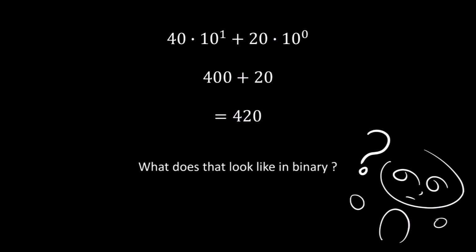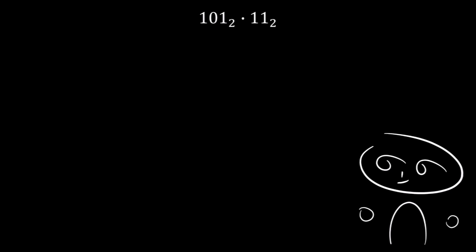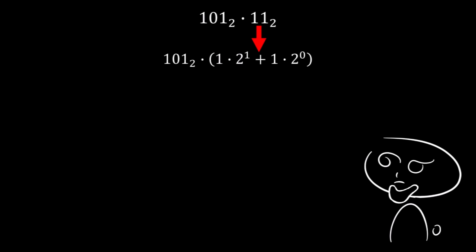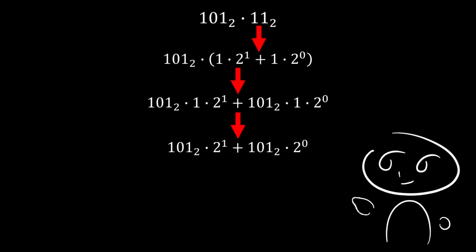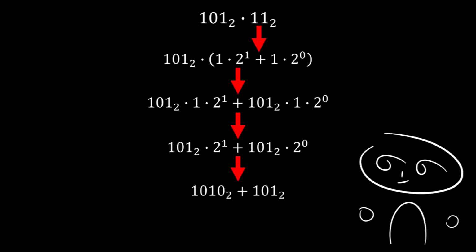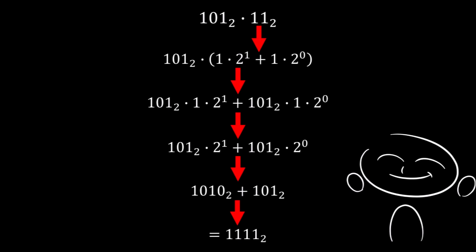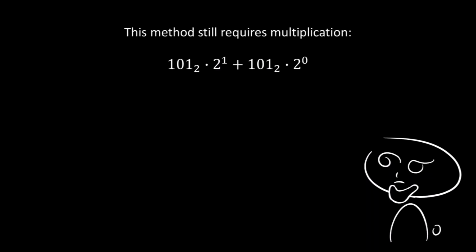So what would this look like in binary? If we take 5 times 3, we can split the 3 into 1 times 2 to the power of 1 plus 1 times 2 to the power of 0. Then we can expand the brackets to give us 5 times 1 times 2 to the power of 1 plus 5 times 1 times 2 to the power of 0. We can then simplify that to 5 times 2 to the power of 1 plus 5 times 2 to the power of 0, which gives us 10 plus 5, which can be added together to give us 15. Note that this method still required multiplication, as we had 5 times 2 to the power 1 plus 5 times 2 to the power 0.